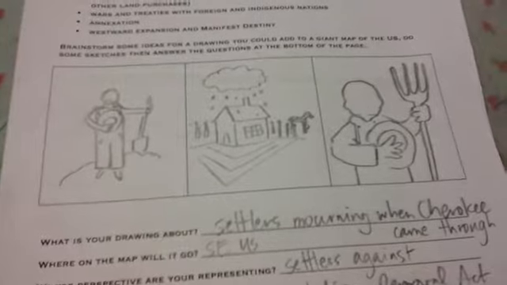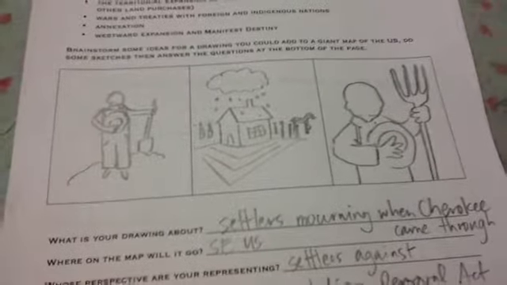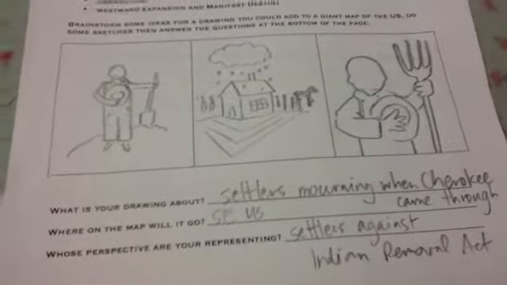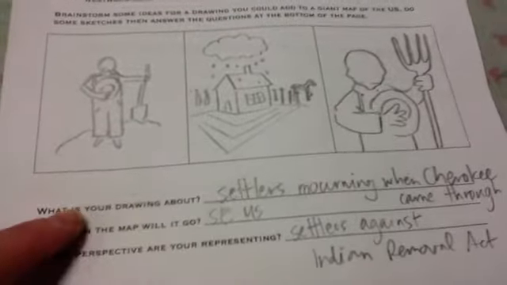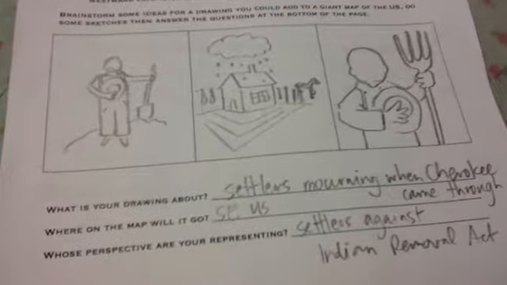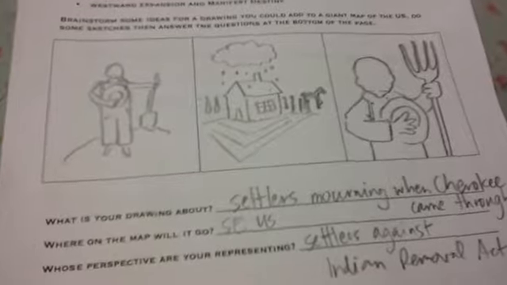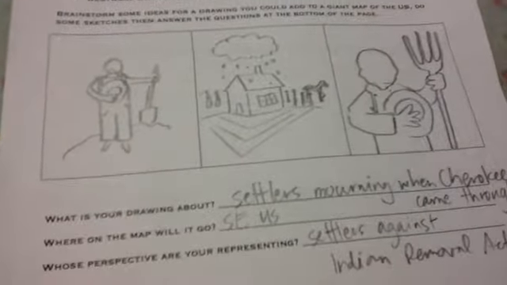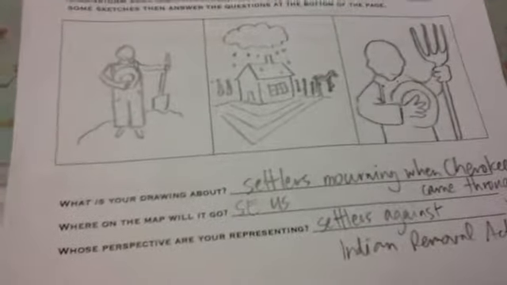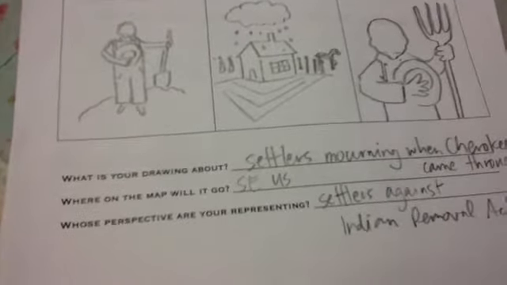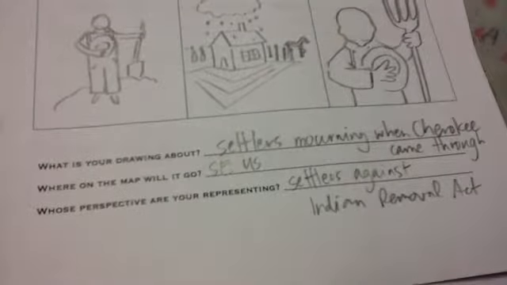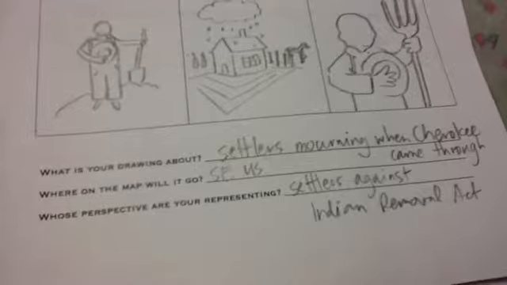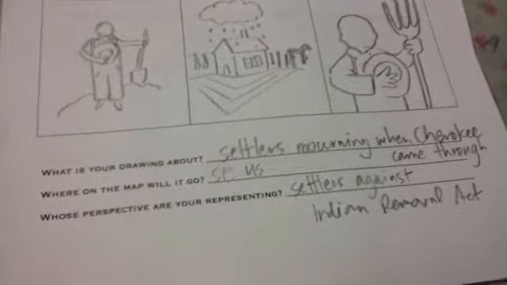I found this really powerful because I think that it shows a perspective that you don't hear that often. So my drawing here is about the settlers' mourning when the Cherokee came through during the Trail of Tears. And where will it go on the map? Somewhere in the southeast U.S. I have to figure out where would be a good place where the Cherokee passed through small towns. And then whose perspective are you representing? And I wrote the settlers who were against the Indian Removal Act.